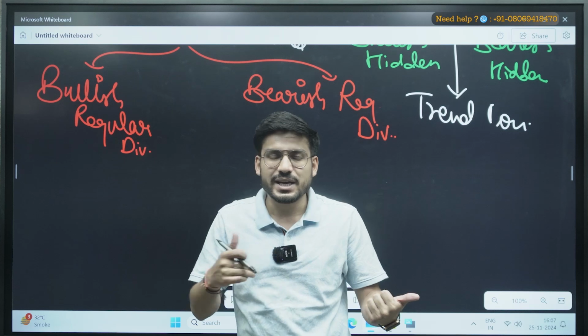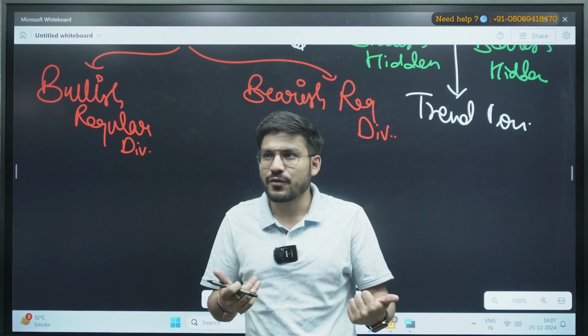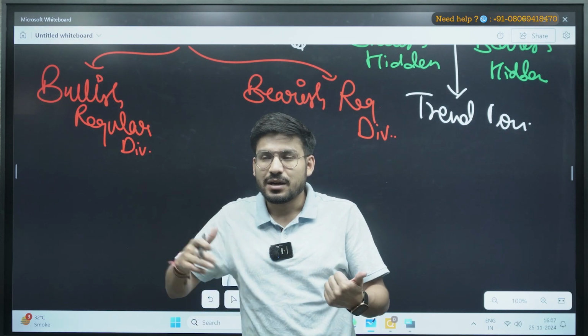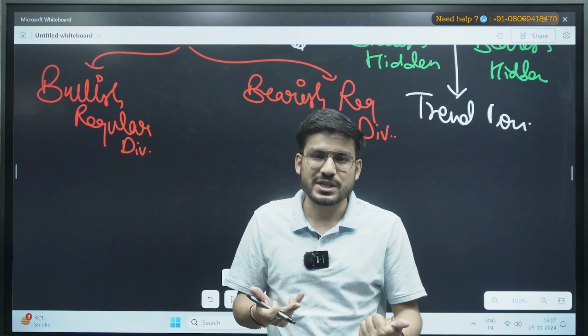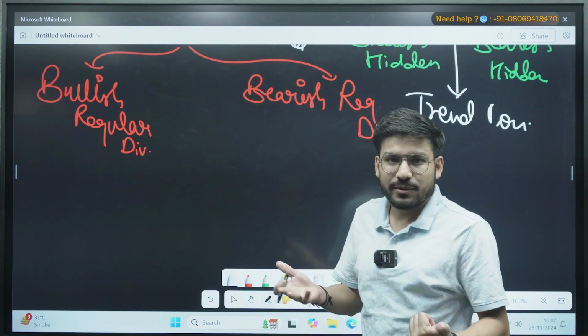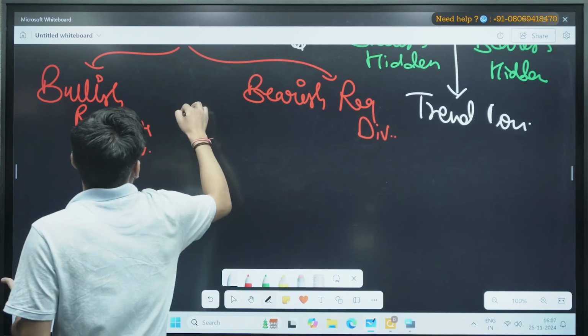You can use any indicator for that, because we just want to know what is the divergence between the price and the oscillator, the momentum oscillator, right? So you can use any momentum oscillator. I'm using RSI here.